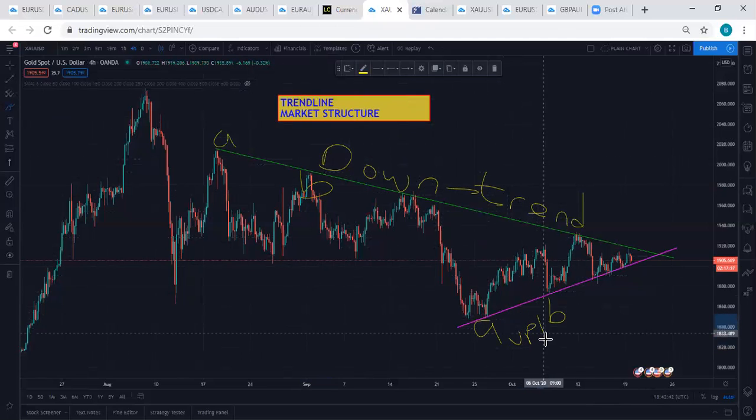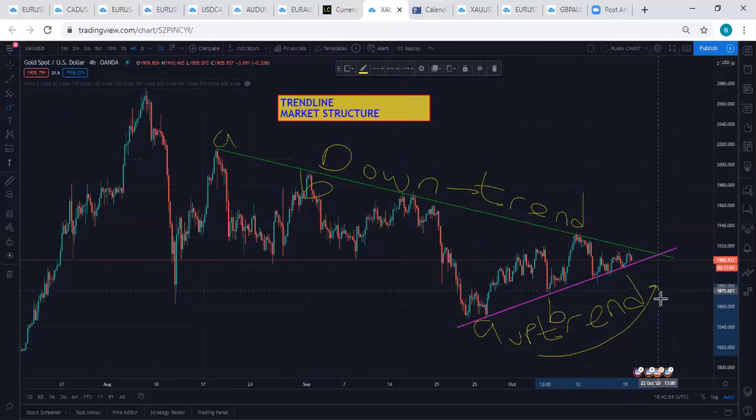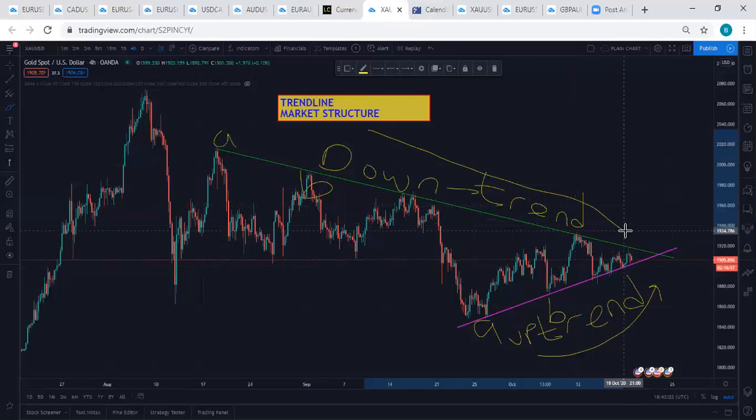This is what we call an uptrend. And when I'm teaching you market structure, you will understand why it is an uptrend. It is an uptrend because it is going up, and this is a downtrend because it is coming down.